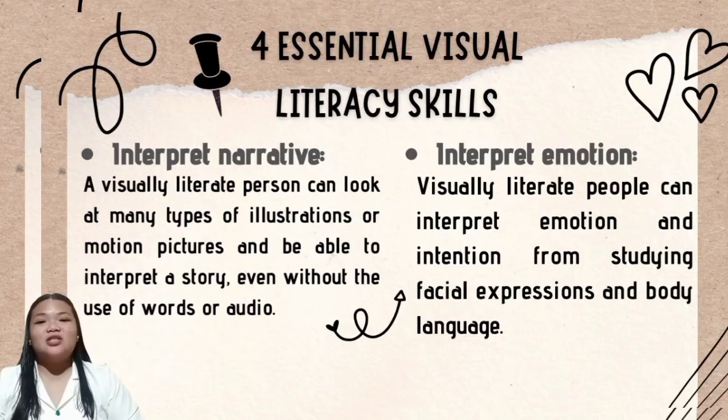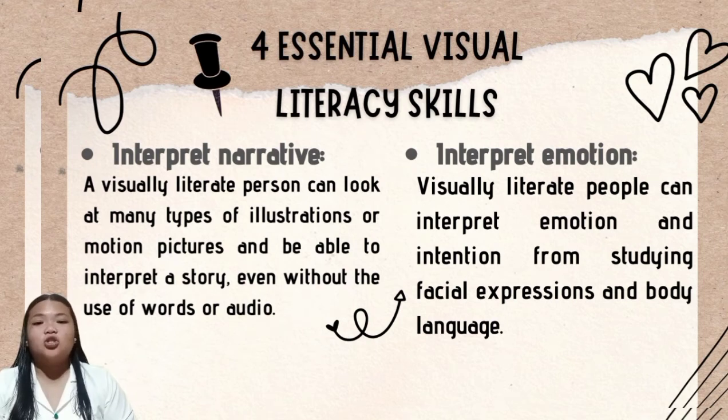So now, let's proceed to the 4 essential visual literacy skills. The first one is to interpret narrative. A visually literate person can look at many types of illustrations or motion pictures and be able to interpret a story even without the use of words or audio. The second one is to interpret emotion. Visually literate people can interpret emotion and intention from studying facial expressions and body language.